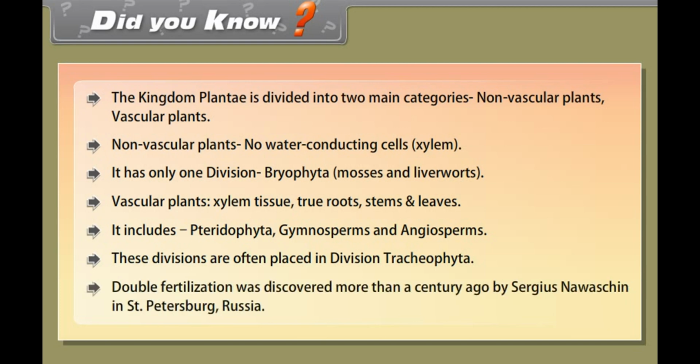Double fertilization was discovered more than a century ago by Sergius Nawaschin in St. Petersburg, Russia. Summary.